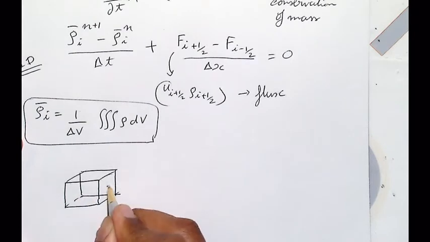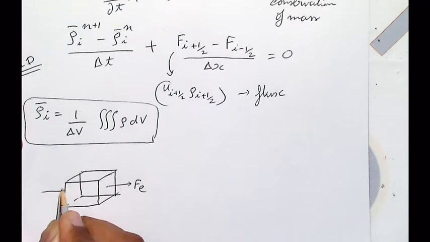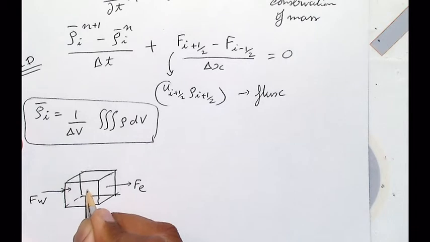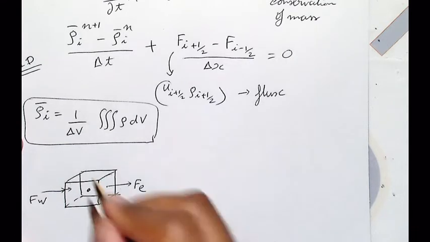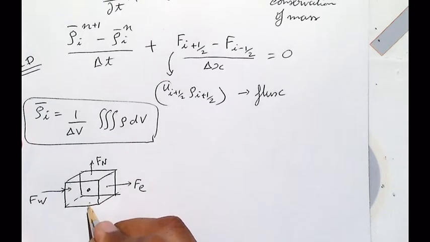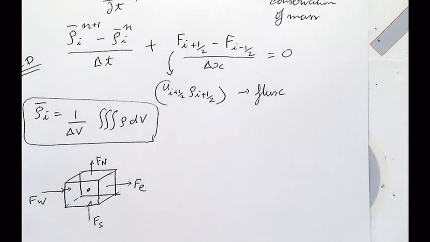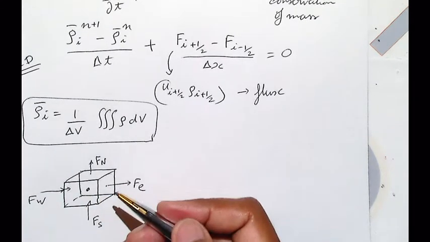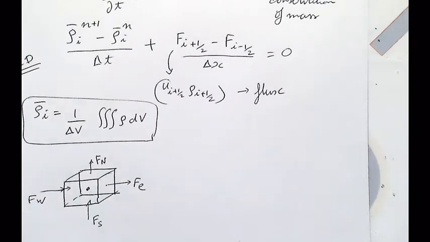Okay, so here we talk about flux east. There we talk about flux west. And the cell center stores something. There's flux north. There's flux south. Okay, and there's also flux, let's call it forward and backward. Forward would be out of the paper, backward would be into the paper.